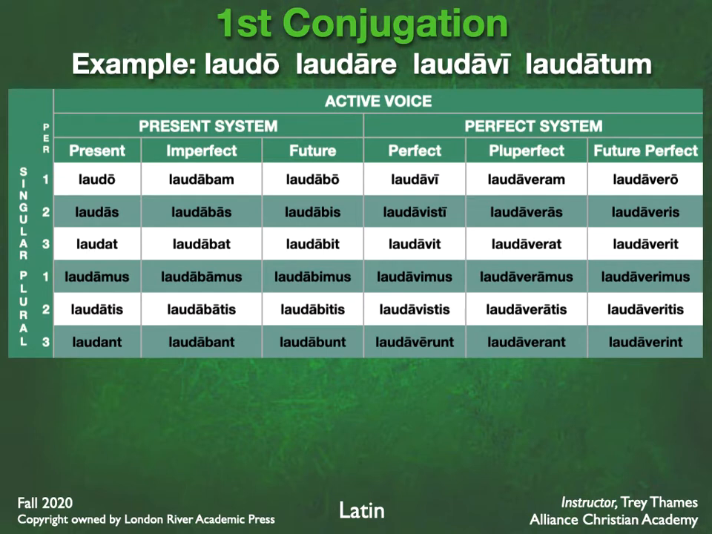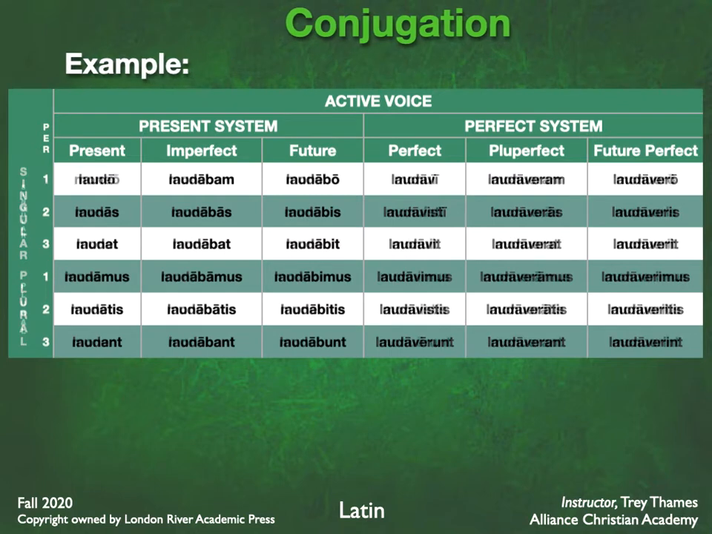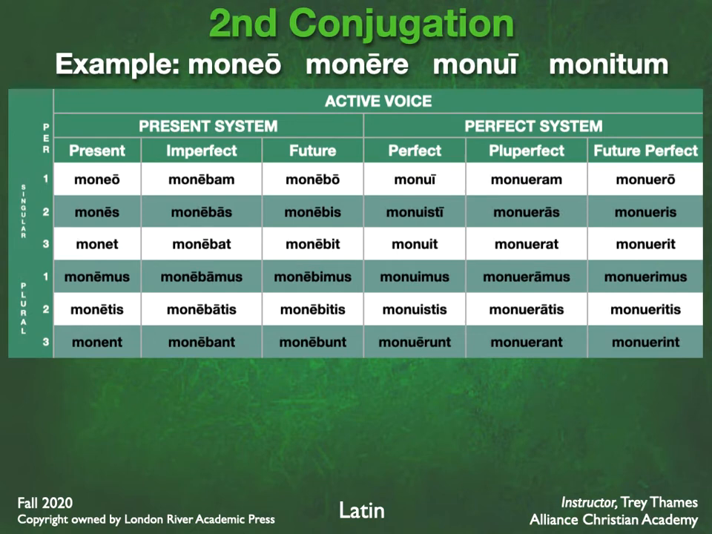So that's how you conjugate in the active voice, present and perfect system. Now, the next couple of slides are basically the exact same thing for the second, third, fourth, and third IO conjugations. I'm not going to go over them, but it's the exact same process as for first and second conjugation.